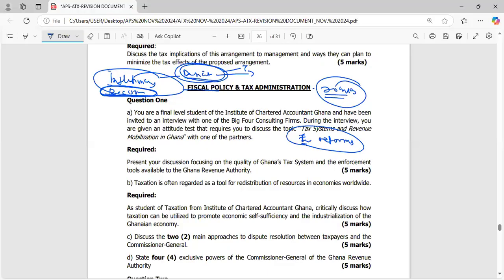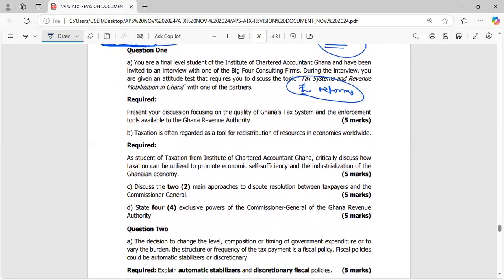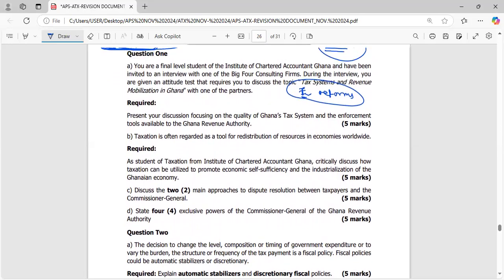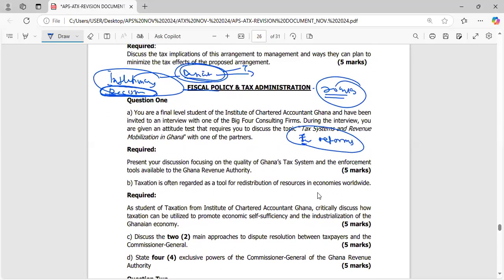For tax administration, you have to know the tax identification number, uses of the tax identification number, tax clearance certificate, reasons for cancellation of tax clearance certificates, and the rest. Assessment, self-assessment, and provisional assessment. Reasons why the Commissioner General may adjust an assessment of a taxpayer.